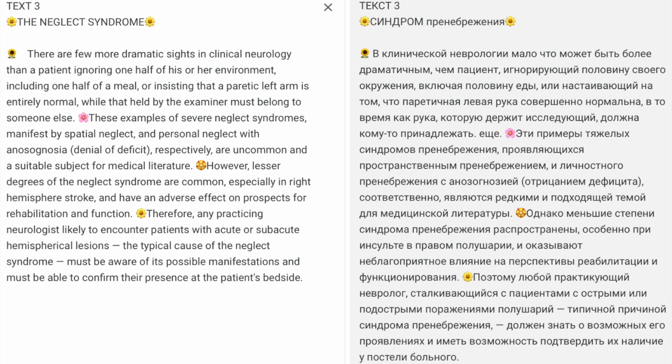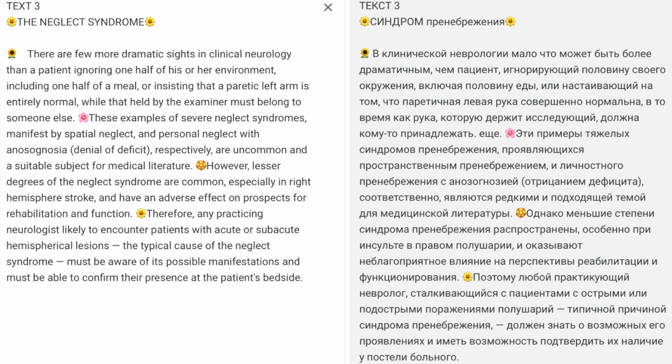3. The neglect syndrome. There are few more dramatic sights in clinical neurology than a patient ignoring one half of his or her environment, including one half of a meal, or insisting that a paretic left arm is entirely normal, while that held by the examiner must belong to someone else.